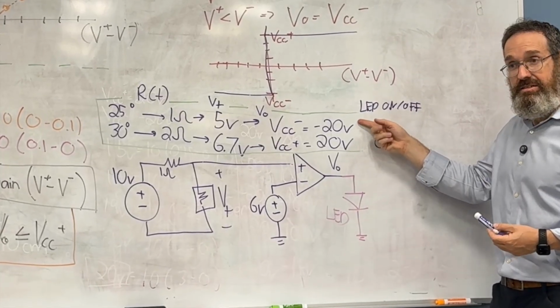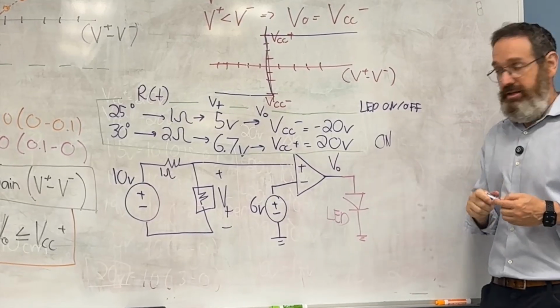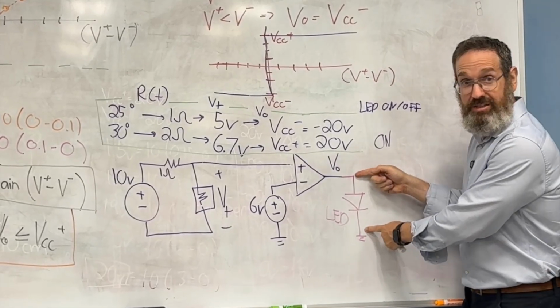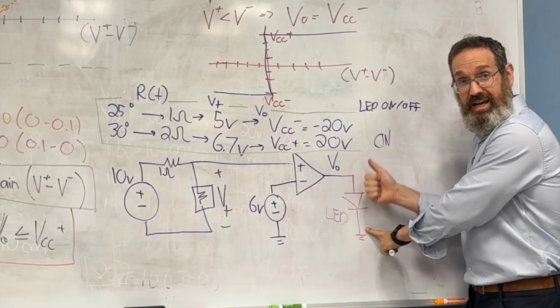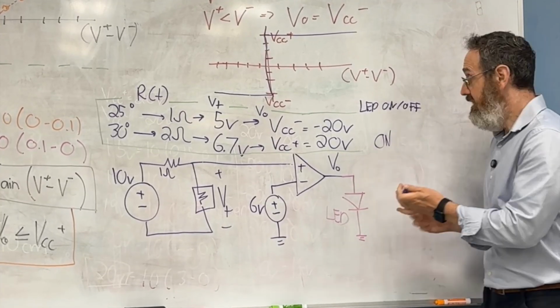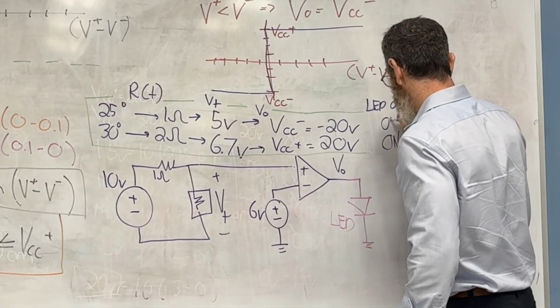In this case, it's still a lot of voltage, right? But notice it's at minus 20. The current wants to go in this way, but the LED won't let it. So in this case, the LED is off.